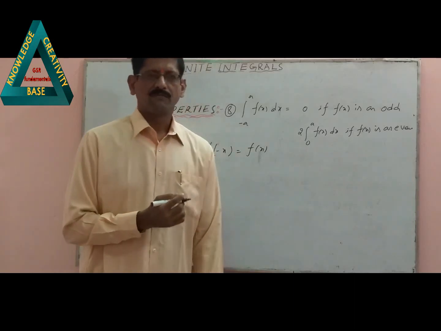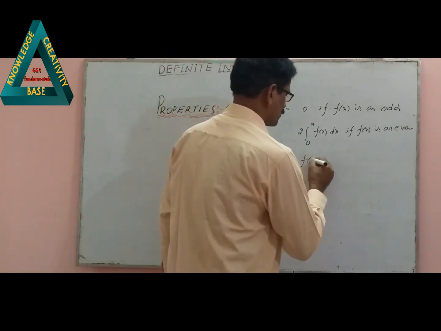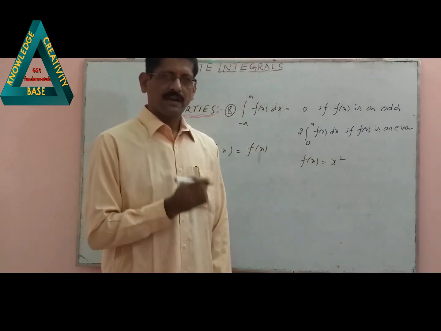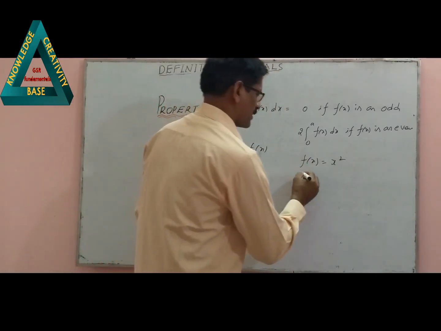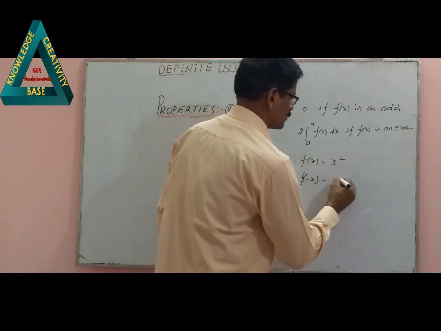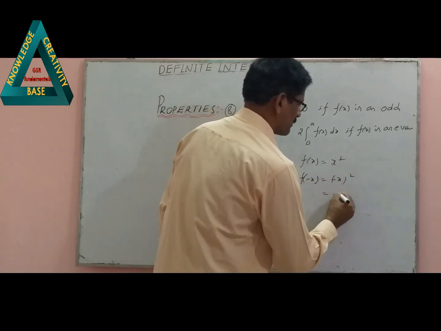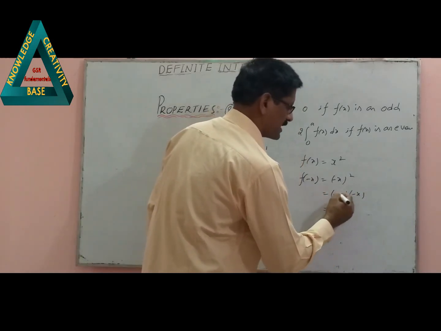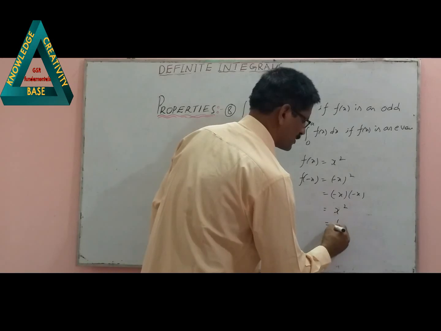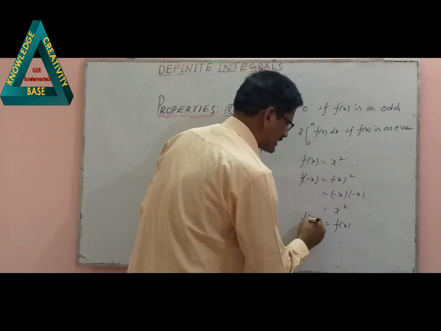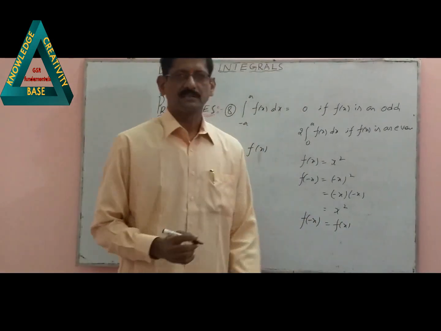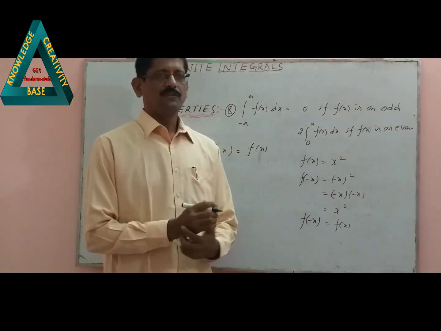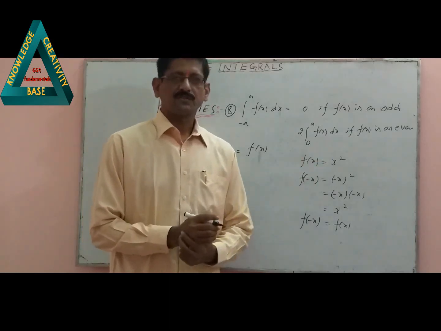No change. For example, f of x is equal to x square is an even function because in place of x write minus x: f of minus x is equal to minus x whole square. That means minus x into minus x, minus into minus is plus, that equals x square, that equals f of x. So f of minus x is equal to f of x. So this condition satisfies that the function is called an even function. So f of x is equal to x square is an even function.